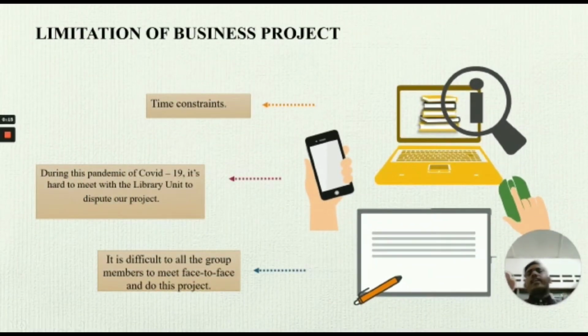The limitation of a project. So limitation is the challenges we have been through during our project. As you can see here, there are 3 limitations. The first one is time constraint. The second one, during the pandemic of COVID-19, it's hard to meet with the library unit to discuss our project. And the third one, it is difficult for all the group members to meet face to face and do this project. So let me elaborate briefly.